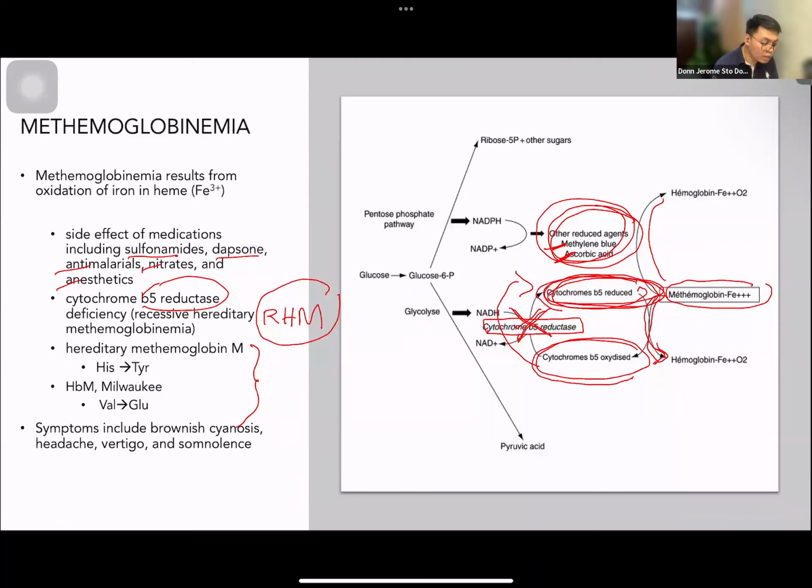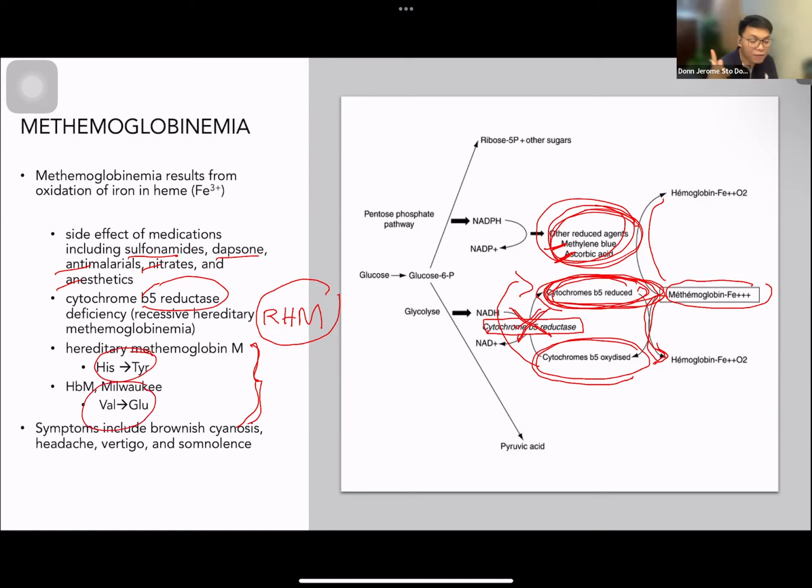The difference with amino acid substitution is that when you have substitution of amino acids, you cannot reduce your ferric form to its ferrous form. Even if you have the reduced form of cytochrome B5, even if you have reducing agents like methylene blue and ascorbic acid, you can no longer reduce the ferric form to its ferrous form.